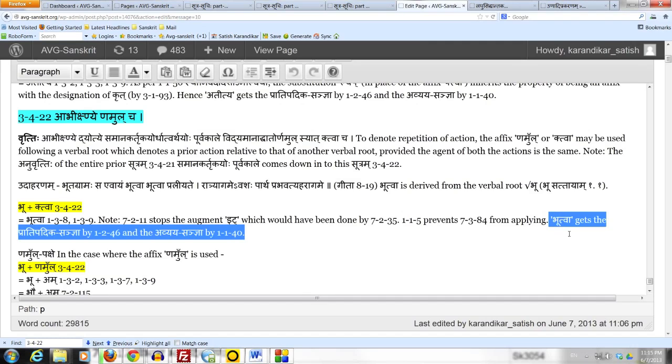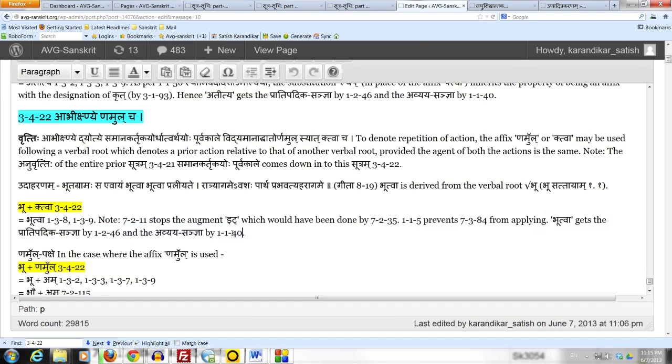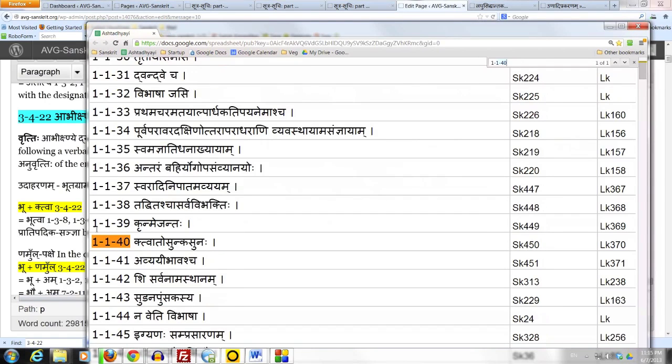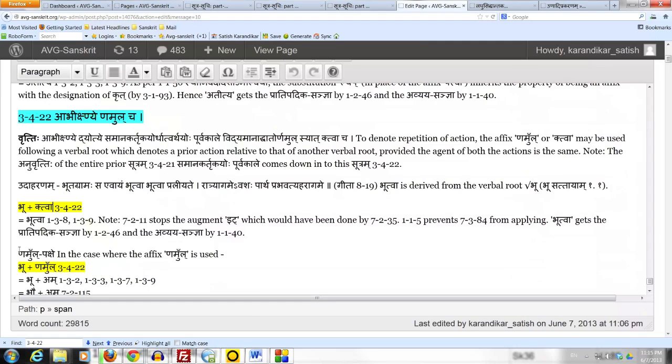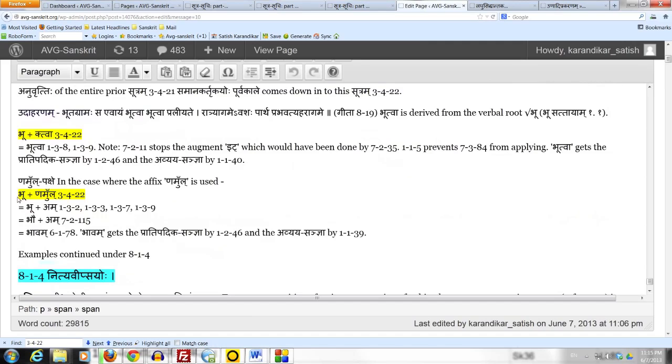Now bhutva gets the pratipadika sanya by 1.2.46 krit taddhita samasascha and the avyaya sanya by 1.1.40 ktvatosunkasunah. Now let us consider the case where the affix namul is used by the same sutram 3.4.22. So now we have bhu plus namul. Remember 3.4.22 prescribes the affix namul as well as ktva, so here we consider the case where namul is used. Bhu plus namul: remove the it letters. The ending lakara gets its sanya by halantyam, the beginning nakara gets its sanya by chuttu, and the anunasika ukara gets its sanya by upadeshe janunasika it 1.3.2, and finally tasya lopah.